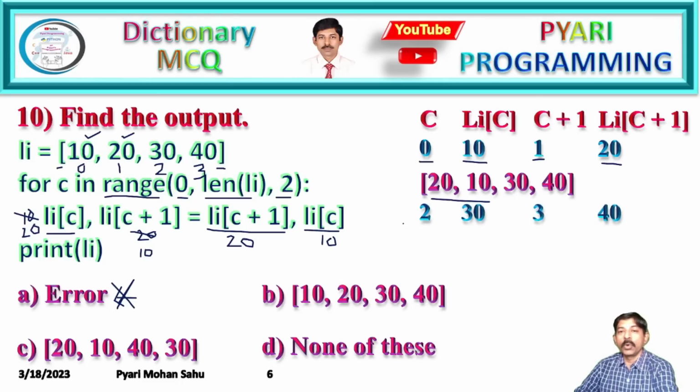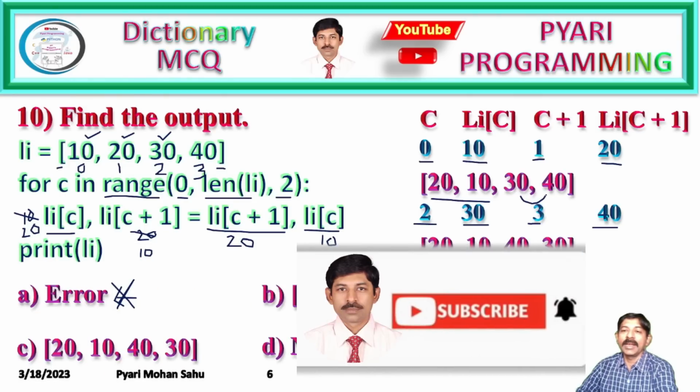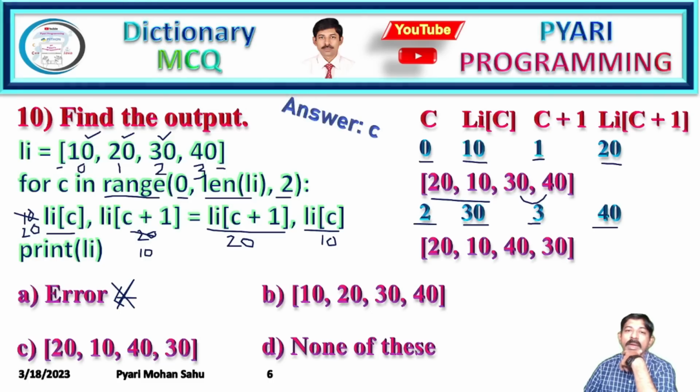Since it is step 2, the next c value will be 2, that is your 30. We can see quite clearly from here. Now c plus 1, that is your 3 index position, which contains 40. So obviously these two values need to be swapped now. So that's why it will be 20, 10, 40, 30. So we have the option 20, 10 and 40, 30. So option C is my correct answer.